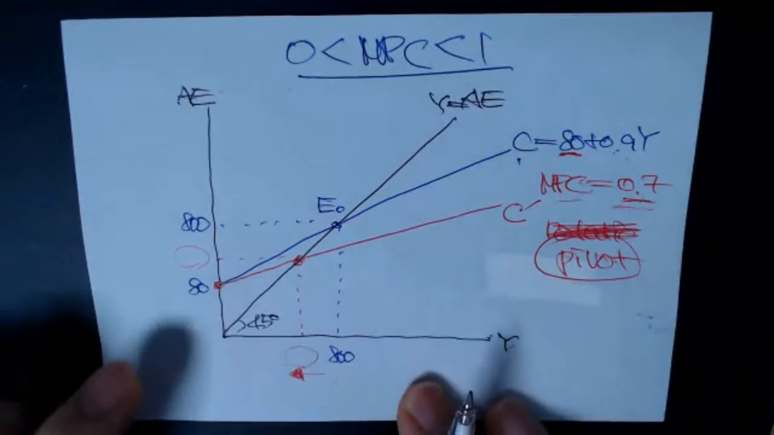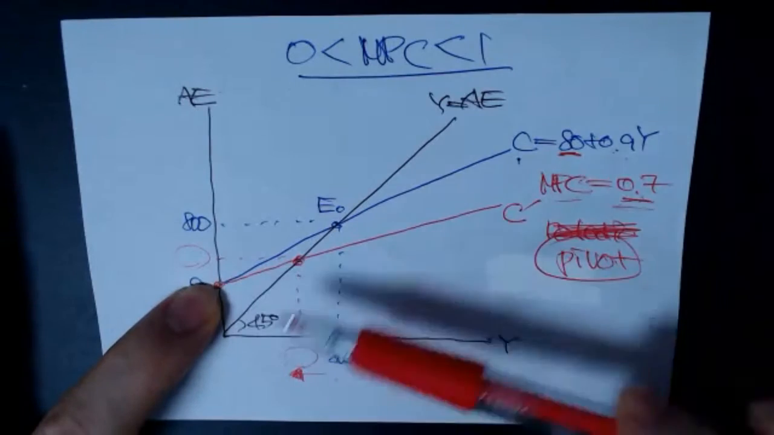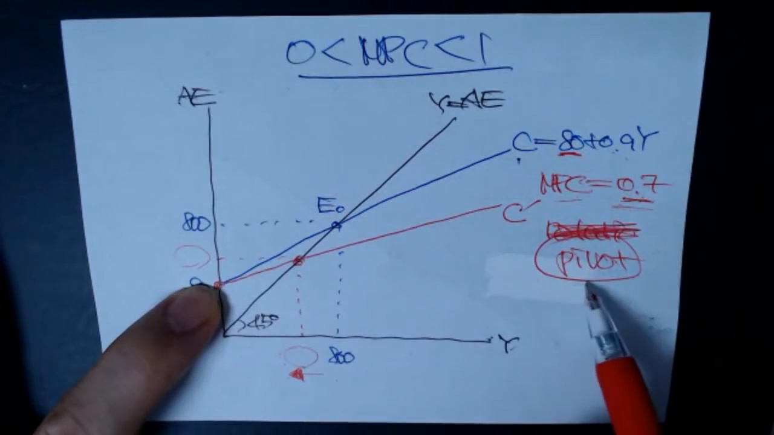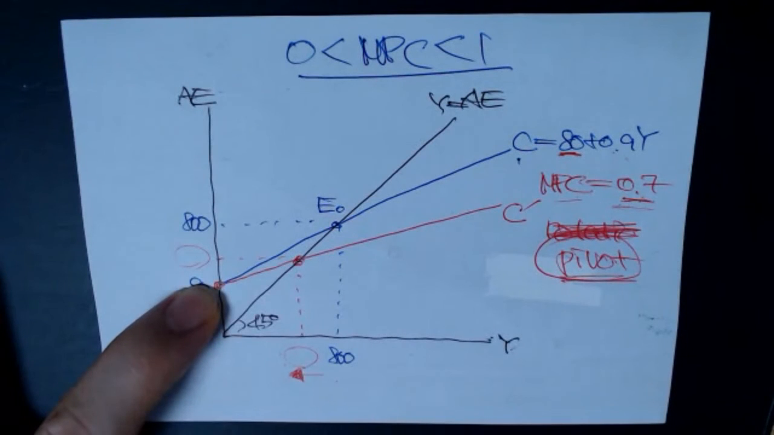Because we still have the same starting place, and then change the slope only. It's called pivot. Pivoting.